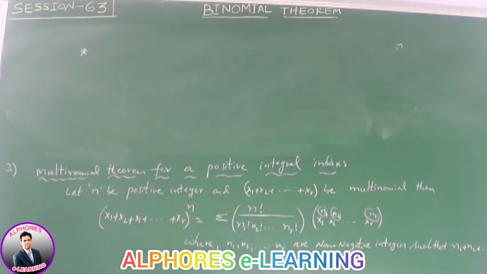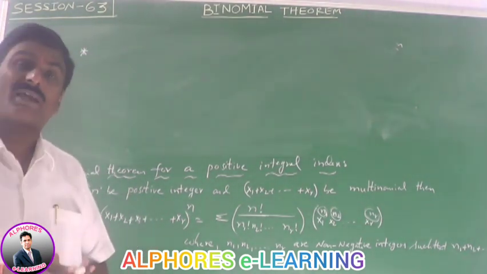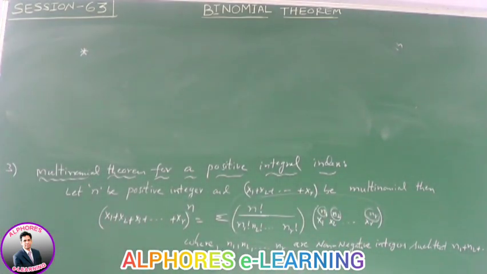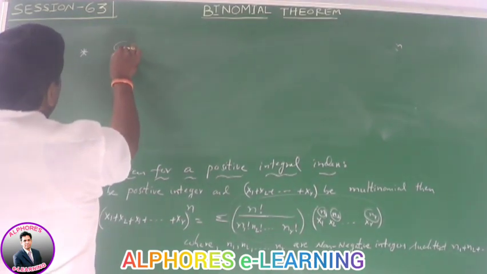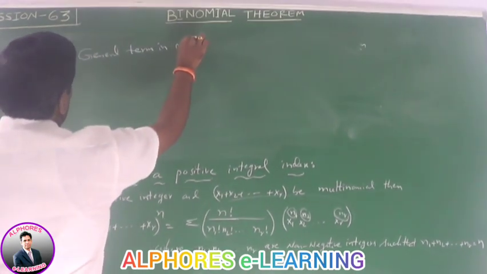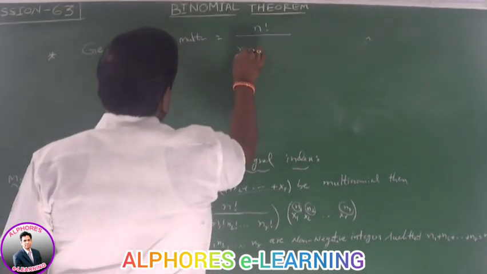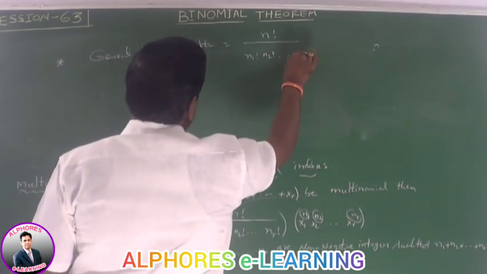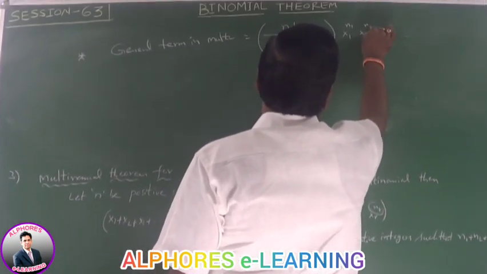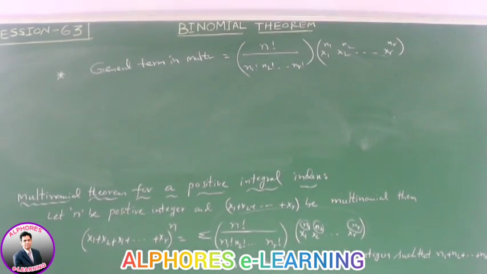Please write this value. In a binomial, what is the general term? In (x plus a) whole power n, the general term is NCR into x power n minus r into a power r. Similarly, this term is said to be the general term in the multinomial expansion. Please note this value. The general term in multinomial expansion is equal to n factorial by n1 factorial into n2 factorial into so on, n suffix r factorial into x1 power n1 into x2 power n2 so on, x suffix r power n suffix r. It is the general term.